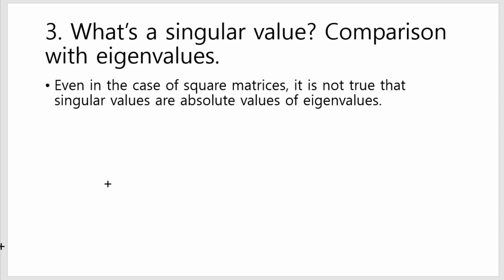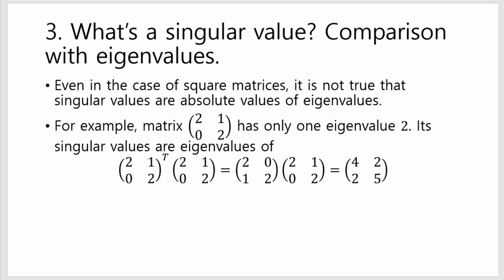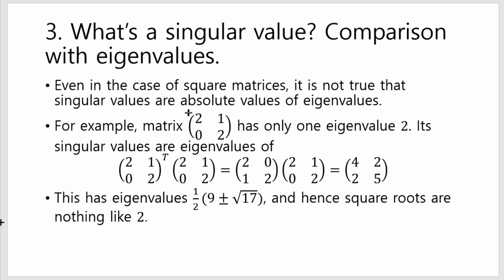Yeah, and also even in the case of square matrices, it's not true that singular values are absolute values of eigenvalues. And here's an example. If you have this matrix, if you take the eigenvalues of this, it's this. Because this matrix has 2 on the diagonal, it's upper triangular, and this has 1, you can easily see that 1, 0 multiplied by this is equal to 2, 0, which is 2 times 1, 0. So 1, 0 is a column vector, which is an eigenvector with eigenvalue 2. So an eigenvalue of this matrix is 2.